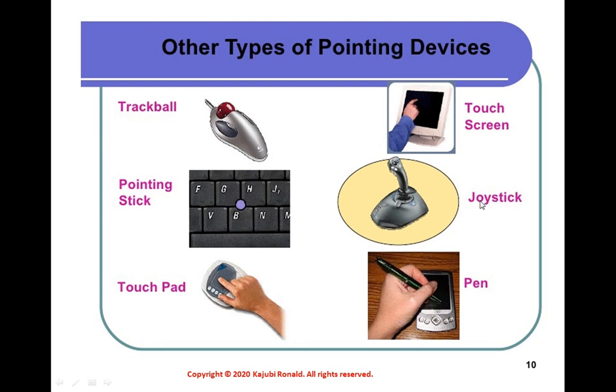There is a joystick, for those that enjoy video games. And there is a touch screen, like these Android smartphones we are having, just touching the screen using your fingers. So those are examples of pointing devices, right?